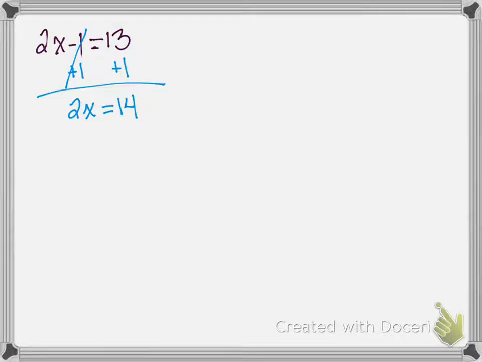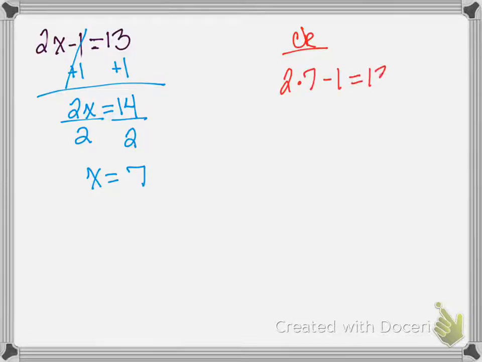What operation is happening between that 2 and the x? Multiplication. How do I undo multiplication? Very good. Okay, and so x equals 7. Now, we are not going to check all of them just for the sake of time today, but I do want you to be aware of how to check. The way that we check an equation is we take that 7 and we plug it in wherever there's an x. So I have 2 times 7 minus 1 equals 13.